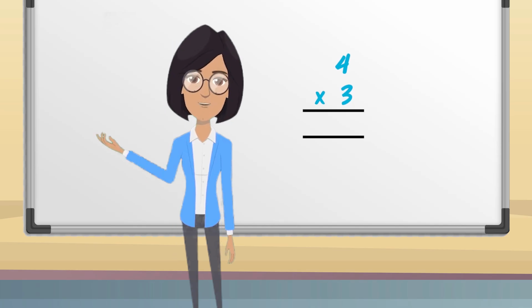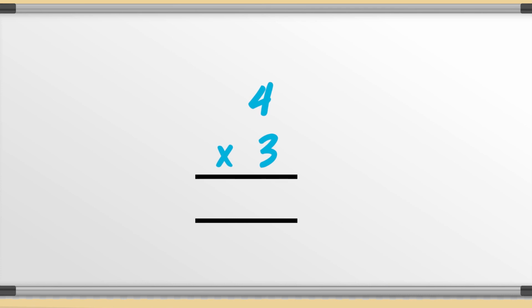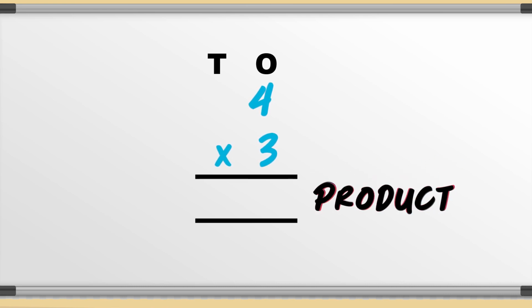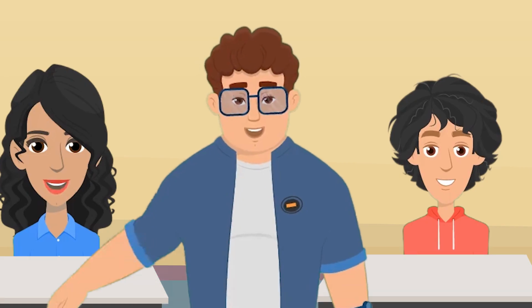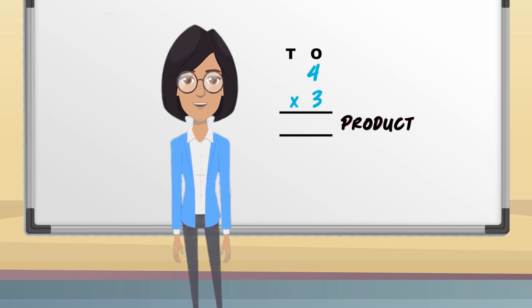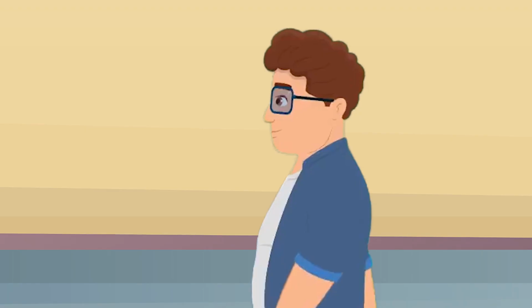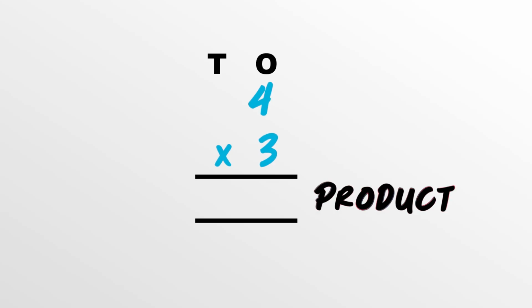Good observation, Akash. Now, for proper spacing, we can also write O for ones and T above it, like this. That's easy, ma'am. The answer of the multiplication is called product, which we'll write here in between these 2 line segments. Who will write the product? Okay, go ahead and write the answer. Ma'am, 4 times 3 is 12, so the product is 12.